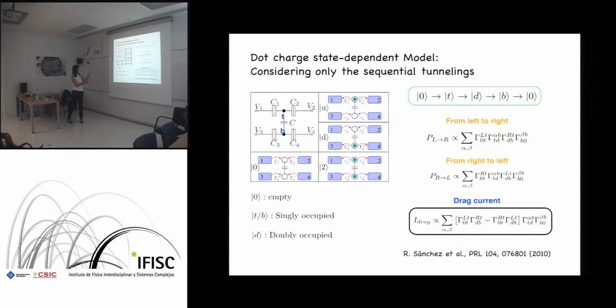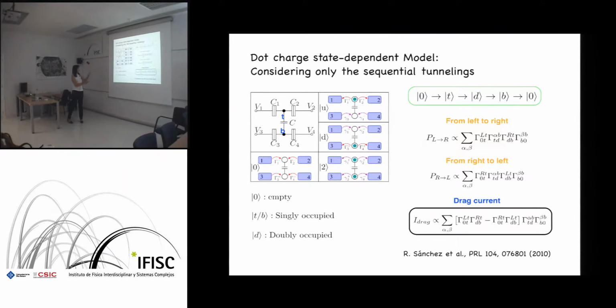And not only that, we need also to have some asymmetry between the transition rates at different energies. So the transition rate when one of the dots is occupied must be different, even if it is done from the same side, than if it is not occupied. Okay? So we need the transition rates to be dependent on the states. Otherwise, the drag current is 0.